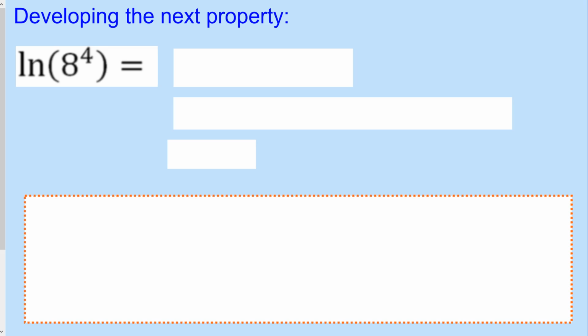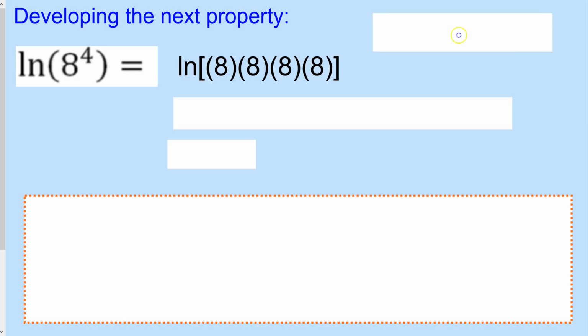Okay, now I said we were going to have 4 properties, and so far we've had 2. So here's the idea behind the third property. This is not the proof, this is just kind of to convince you about it. So let's say we had the natural log of 8 to the 4th power. Wouldn't you agree that you could write 8 to the 4th power as 8 times 8 times 8 times 8? Now notice that that is a product.